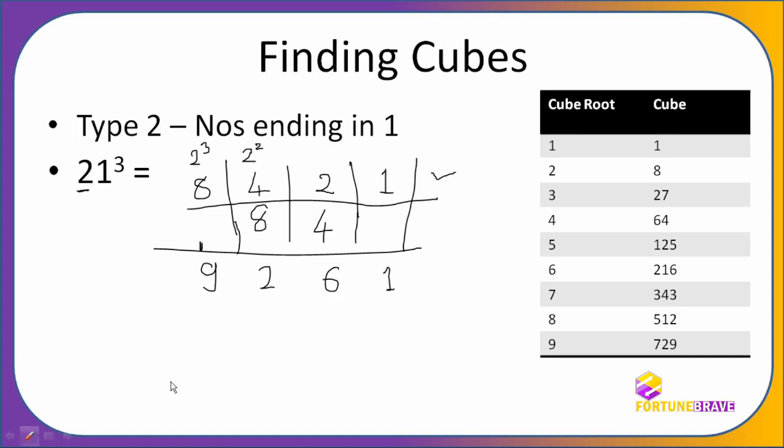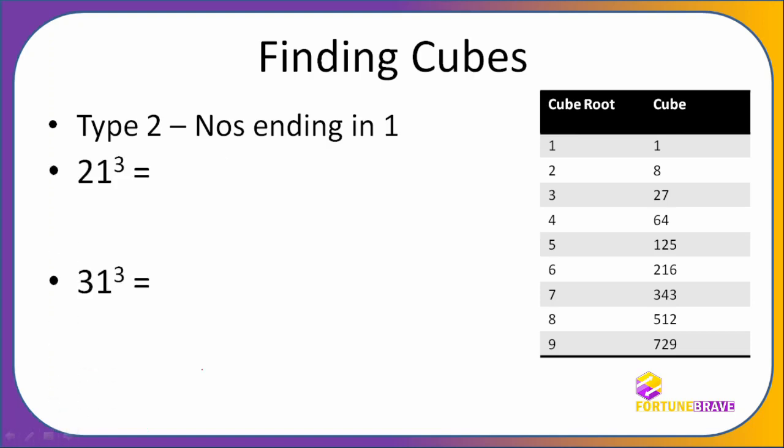So I am going to change the color and change the question as well. What is the next question? 31 cube. Again, what you are going to do? You are going to write 31 at the end. Here what will come in the second column? 3 square is 9. What will come here? Cube will come. 3 cube. What is that? 3 cube is 27.